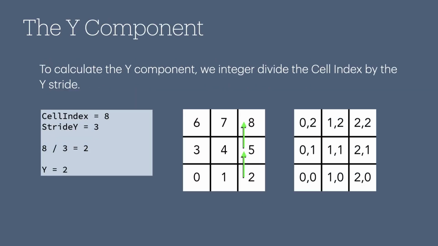For this example, we can do an integer division of 8 by the stride of 3. This gives us 2, which we can see is the correct y value for the cell at index 8. We can then remove the contribution to the index that got us to the y coordinate and look at the remainder of the index to see how far we have moved along the x direction.